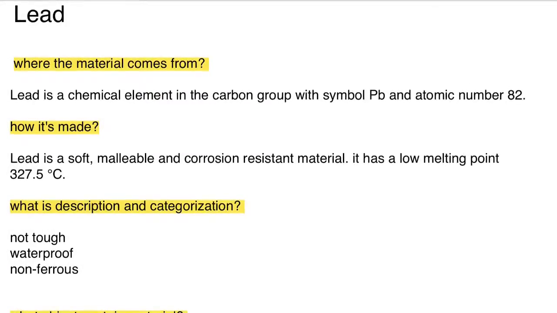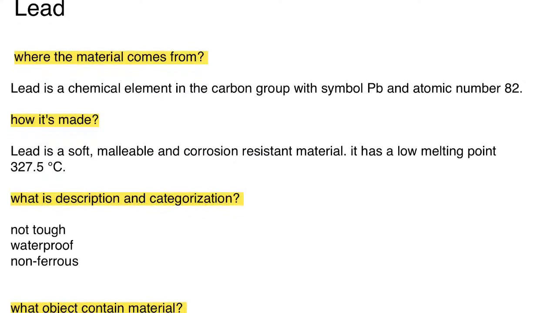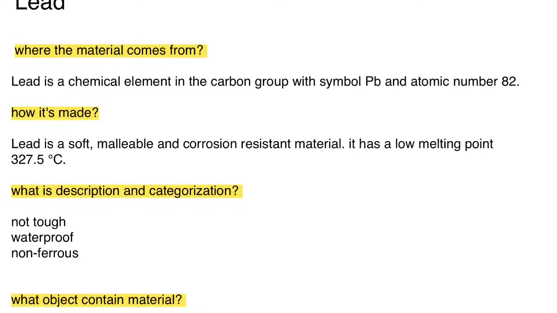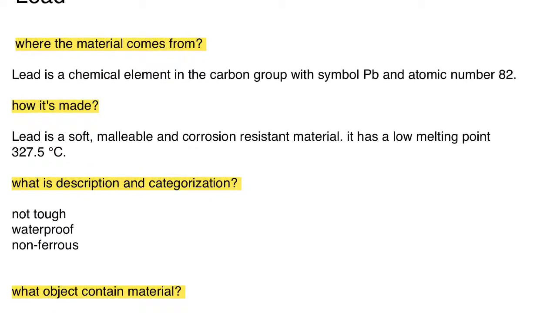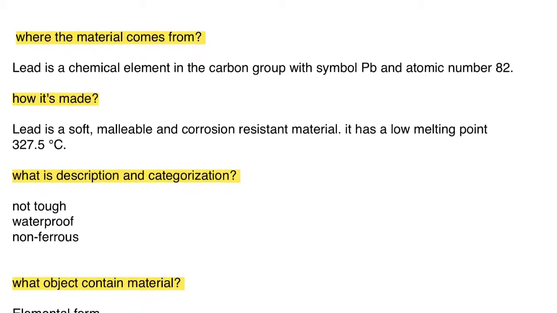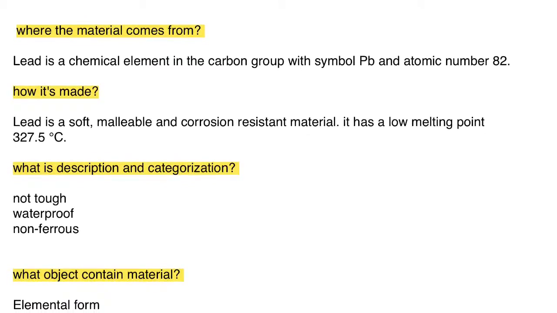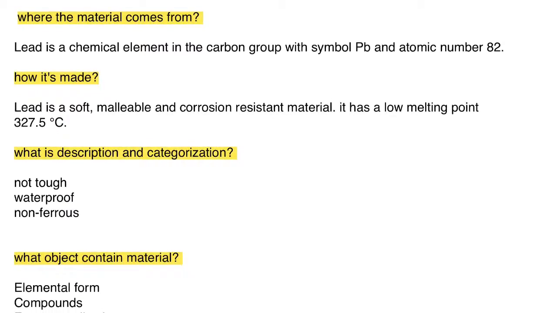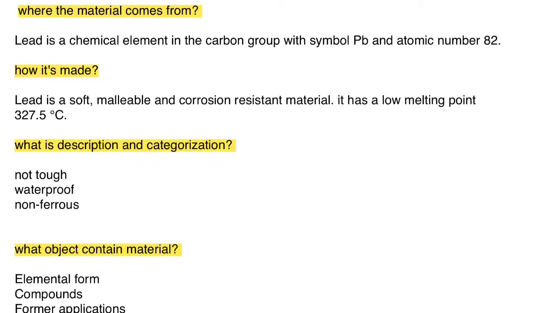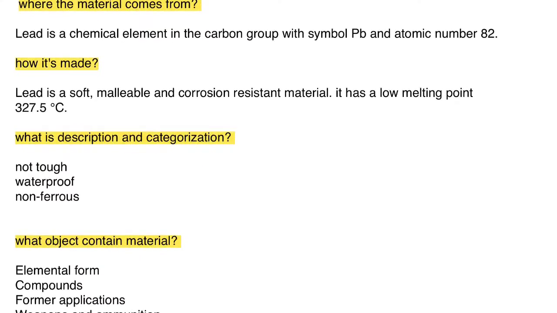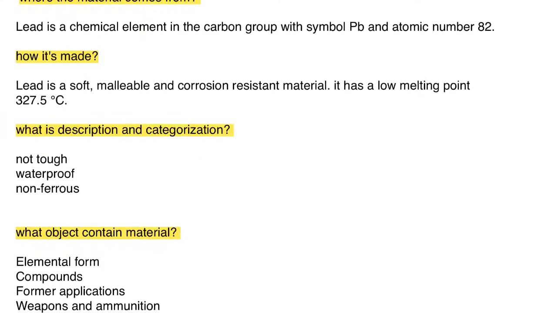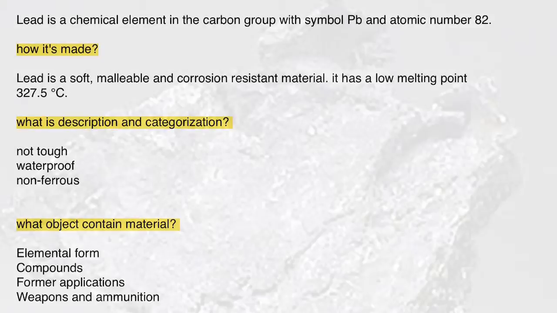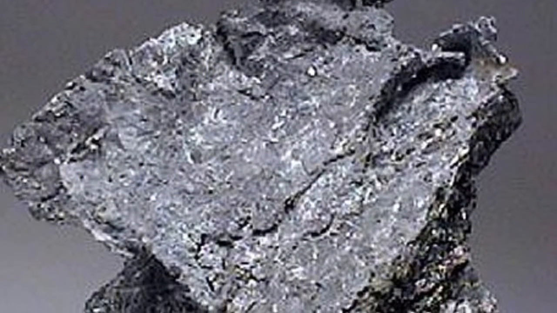The next material, sorry, is lead. Where the material comes from: lead is a chemical element in the carbon group with symbol Pb and atomic number 82. How it's made: lead is a soft, malleable and corrosion-resistant material. It has a low melting point, which is 327.5 Celsius.